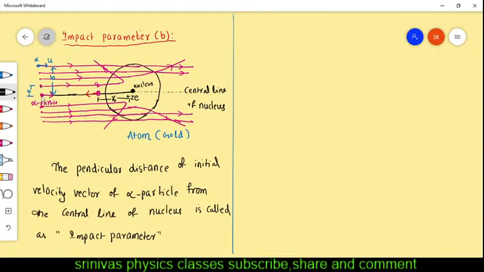Now an alpha particle is allowed to be incident along the central line. The central line is the line passing through the nucleus. It is the central line of the nucleus. Now, one alpha particle. Alpha particle, you know already. What is an alpha particle? Can anyone tell? Write in the chat box. What is an alpha particle, students?